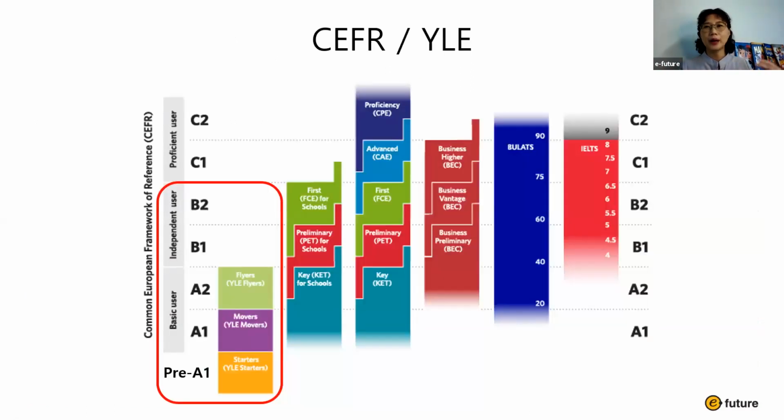And even if you are not using the eFuture coursebook, if you're using coursebooks from other publishing companies, it's still okay. You can still use the eFuture supplementary program, because we follow CEFR and YLE levels. So you can mix and match our books with other books from other publishers. Our focus is from pre-A1 to A2. These are our main focus, but we also have books for B1 and B2.